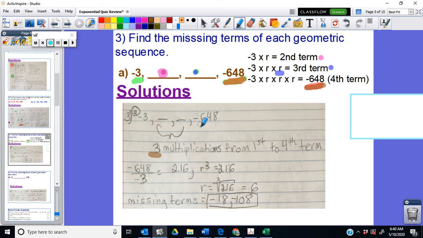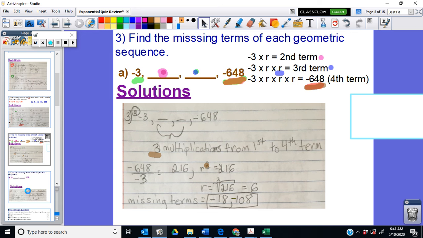So when we divide negative 648 by negative 3, we get 216. And then we notice that that is raised to the third power for the 3 multiplications of that constant multiplier. So we need to take the cube root. So when we take the cube root, we get 6. And so then what we do with the 6 is multiply it to negative 3, and then multiply it again to get the third term. So negative 3 times 6, negative 18, and then negative 18 times 6, negative 108.